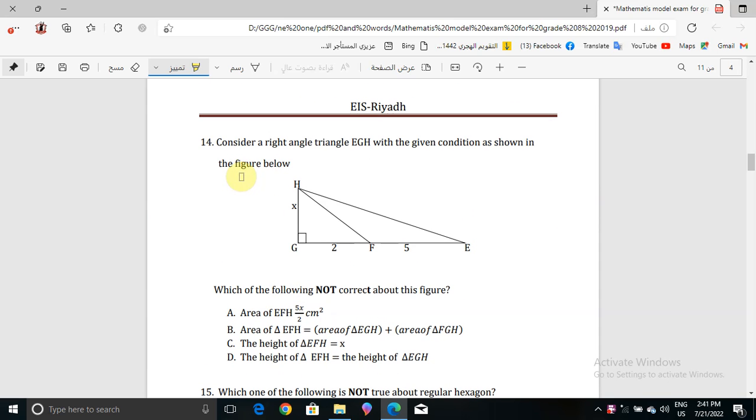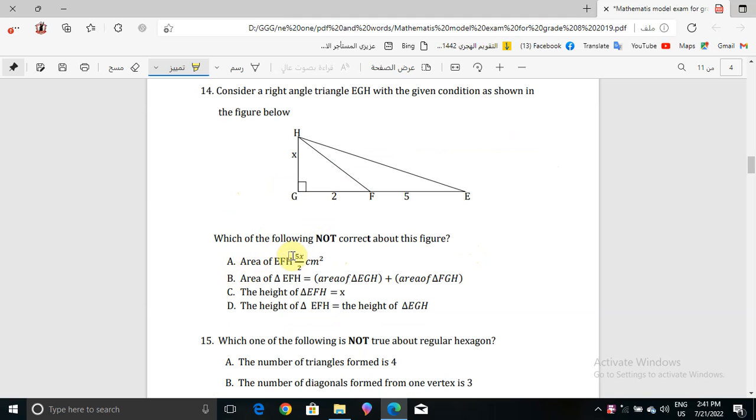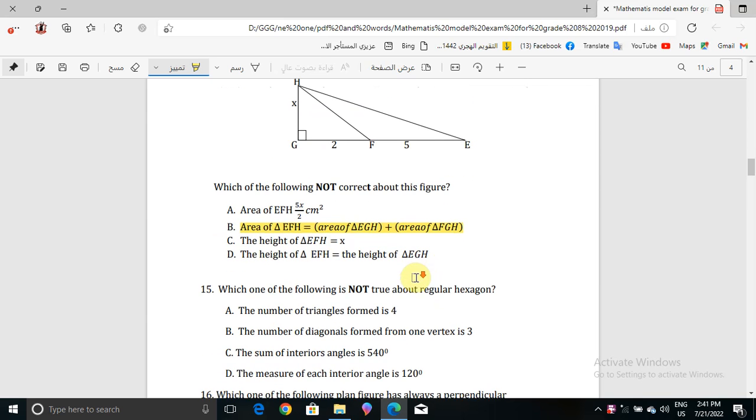Now question number 14, what we have: consider a right angle triangle EGH with the given condition as shown in the figure below. Which one of the following is not correct about this figure? The one which is not correct about this figure will be the area of triangle EFH is equal to the area of triangle EGH plus the area of triangle FGH. This one is not correct. Okay, now let's go for question number 15.